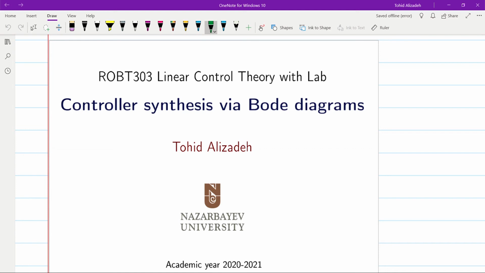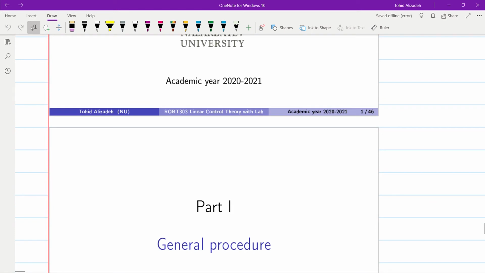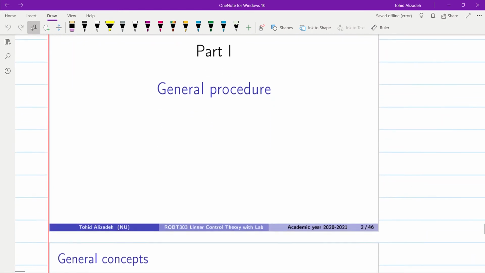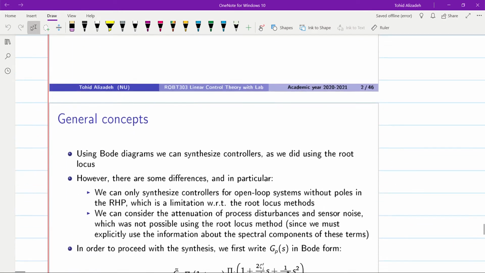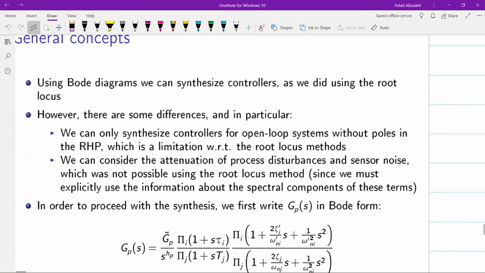Hello everyone. Now that we have finished analyzing the system using the Bode diagrams and Nyquist plots in the frequency domain, we are ready to start designing the controllers in the frequency domain. We will do it mainly using the Bode diagrams, and here we will see the general procedure first. So here we have the general concepts.